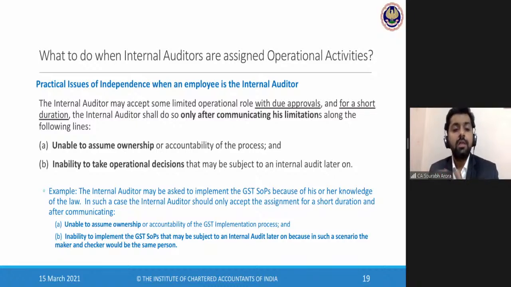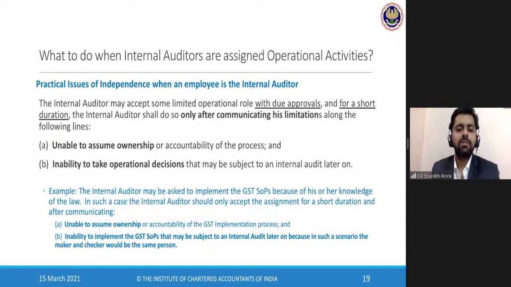One should also remember that the internal auditor will often be asked for such help because of his vast knowledge of taxation, economics, accountancy, etc. But it is very important for an internal auditor to state these limitations. And when the internal auditor states these limitations, he is generally waived off these responsibilities. So, for example, the internal auditor may be asked to implement the GST SOP, standard operating procedures, because of his or her knowledge of the law.